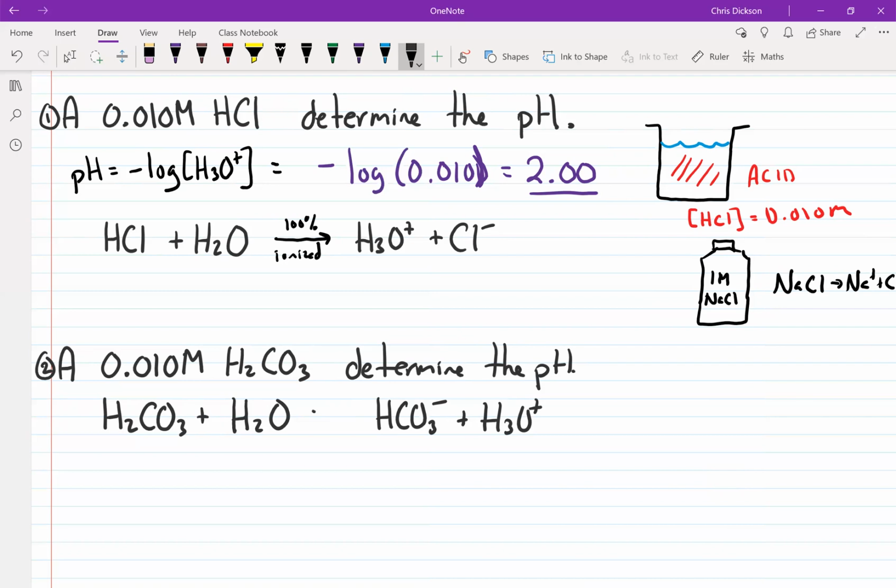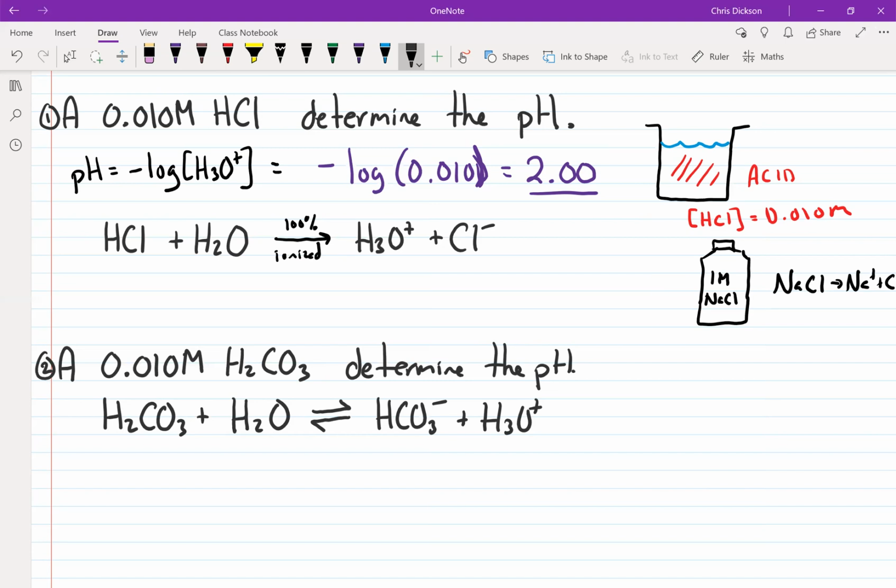So we should be putting equilibrium arrows between these two sides of the equation. But the carbonic acid would turn into bicarbonate ion, and the water would turn into hydronium. Okay, so the problem here is we can't just negative log that number like we did above, because it's not strong. It doesn't completely ionize over to form hydronium. So there is some hydronium, we just don't know how much.